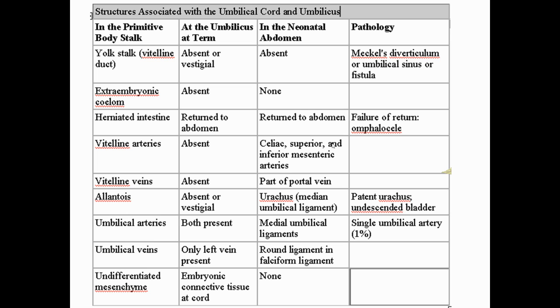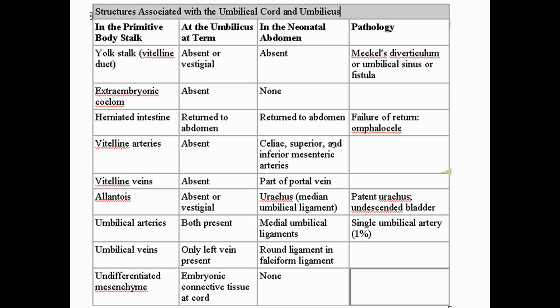Now we'll see the structures associated with the umbilical cord and umbilicus. In the primitive body stalk, there is the yolk stalk, extraembryonic coelom, and herniated intestine, vitelline arteries, vitelline veins, allantois, umbilical arteries, umbilical veins, and undifferentiated mesenchyme.